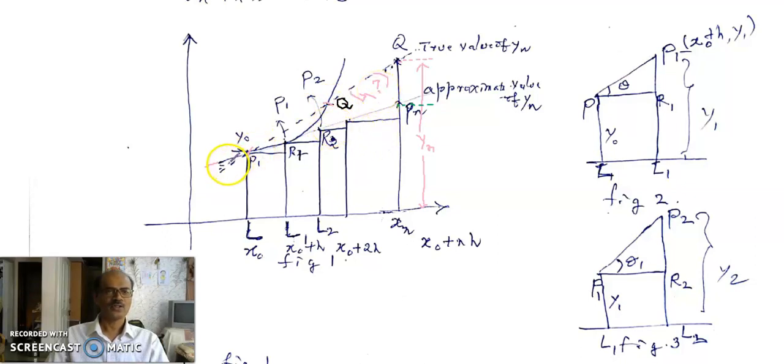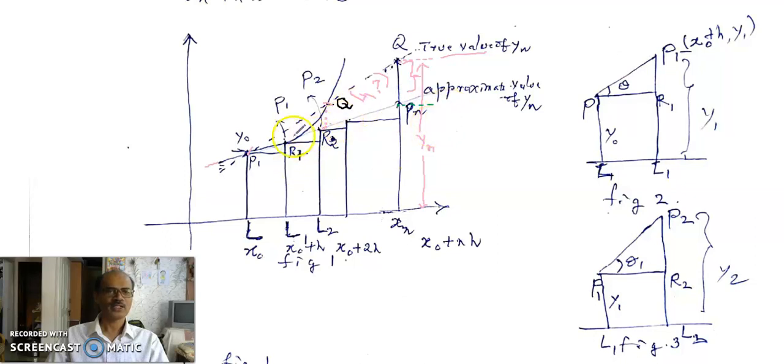Actually, the tangent drawn to this curve is here. If you draw it extended like this, this is the curve. I extend the same line to this point Pn. While solving the equation, we obtain this value. The approximation value is this, and the true value is where this extended line meets the point Q. This is the true value of yn. The difference between the approximate and true value is the error.